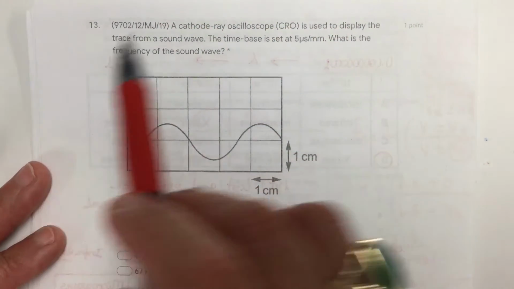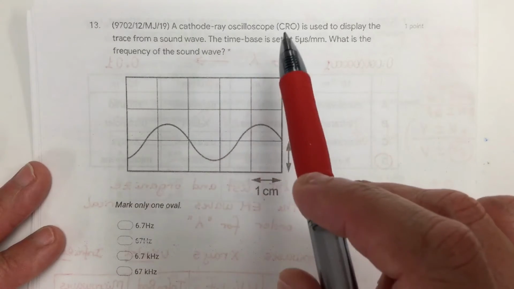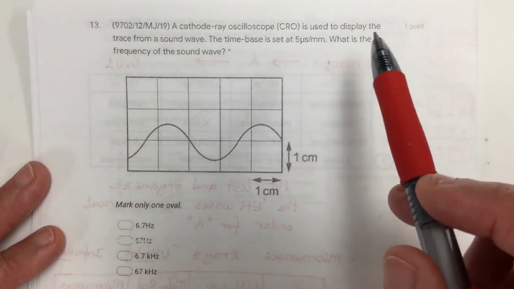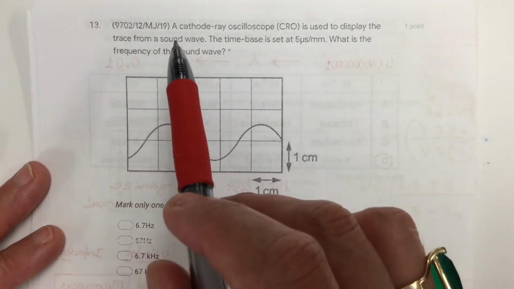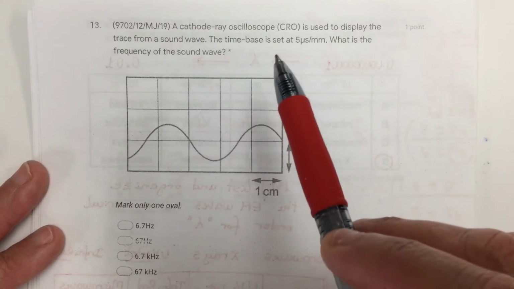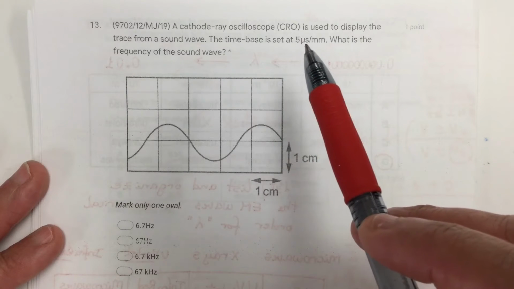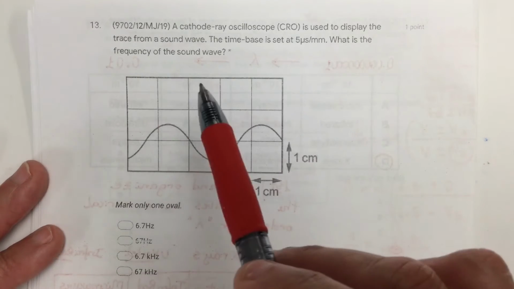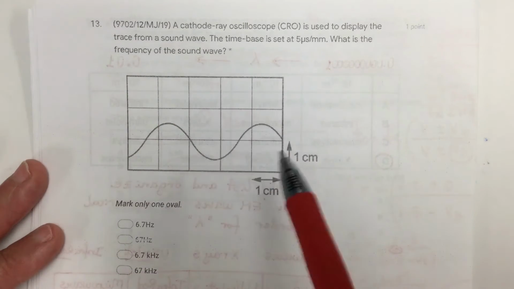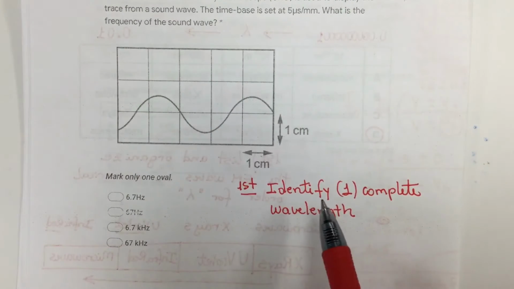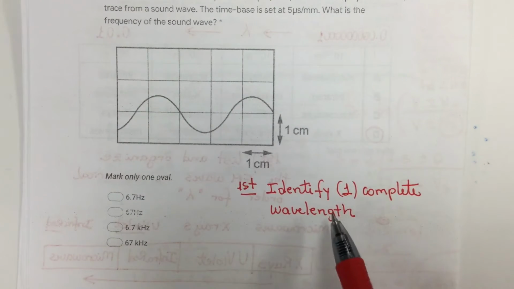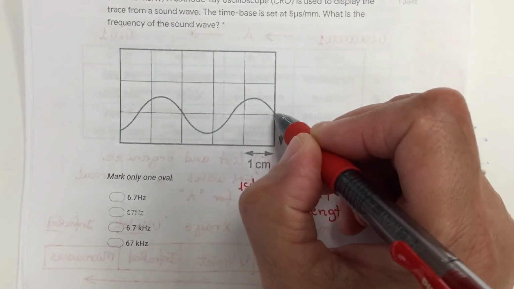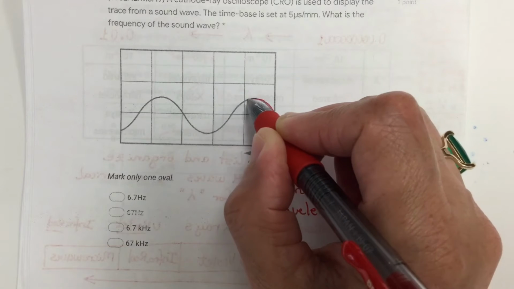Problem 13. A cathode ray oscilloscope, abbreviation CRO, is used to display the trace for a sound wave. The time base is set at 5 microseconds per millimeter. What is the frequency of the sound wave? So first, identify one complete wavelength on this graph. So I want to use this one.